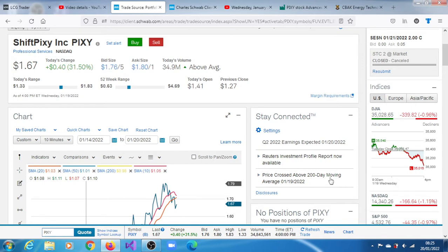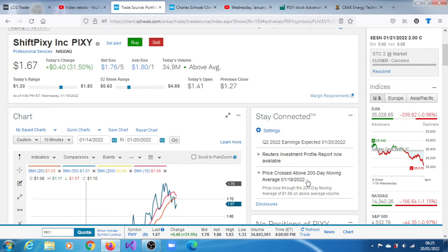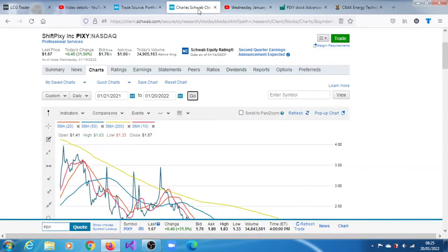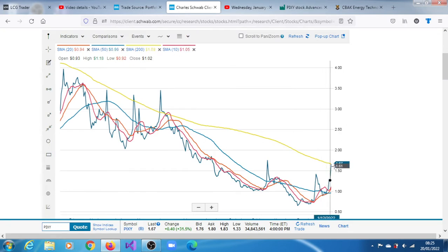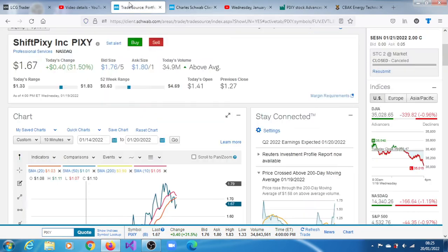And during that session, the price had an event, which is that it rose through its 200-day moving average of $1.68 on above average volume. That is what happened here. You can see that it closed right where that 200-day moving average is. So at some point, it definitely ran and got above that.